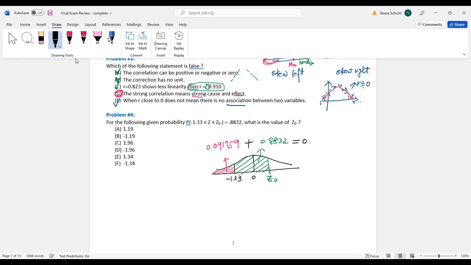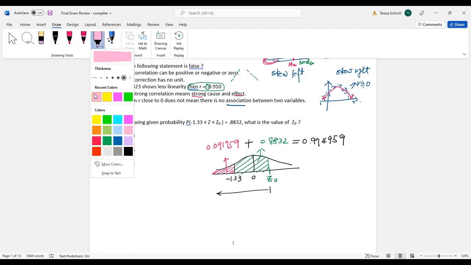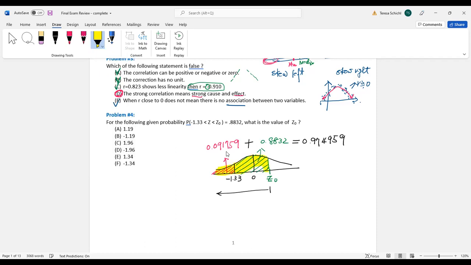This one here, you have 0.974959, right? So this is the area from all the way from here to here, right? So now I know I will be able to use the inverse norm to get my z zeros here, right?